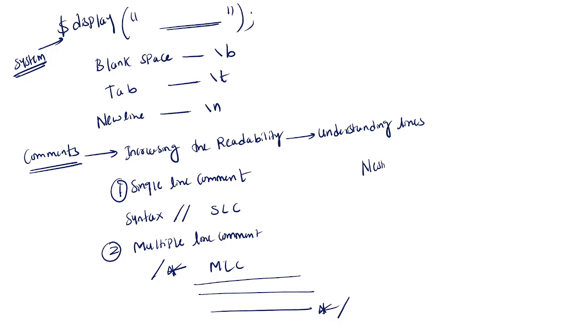Nesting of comments is not allowed. Nesting is not allowed means comments under comments. This is a comment, one more comment, again within this one more comment. Nesting of comments is not allowed. The compiler will not take it. Is it fine?